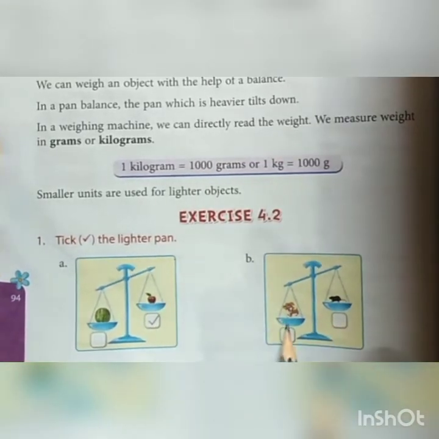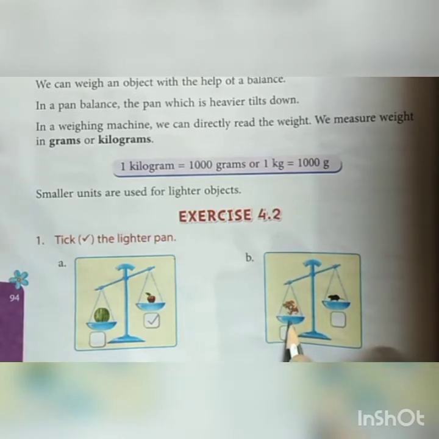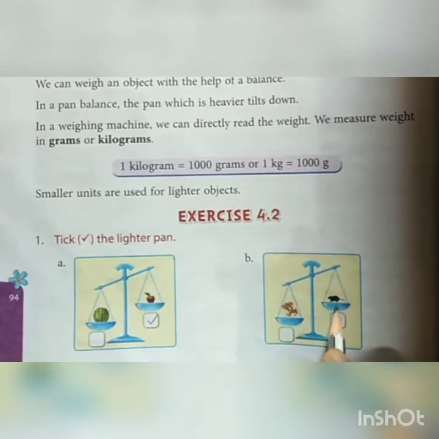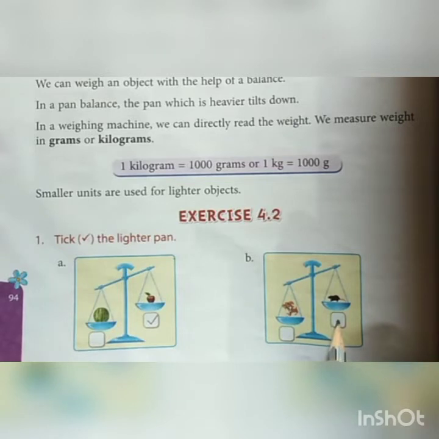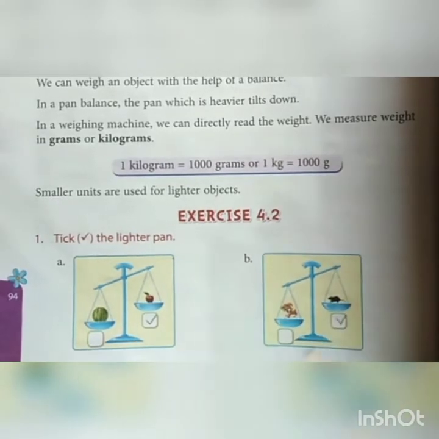Look at the next picture. Here also you can see a cat and a rat. In the first pan there is a cat and in the second pan there is a rat. Children, we learned in a pan balance the pan which is heavier tilts down. So here you can see that this pan tilts down because this pan is heavier than this pan. The pan with the object rat is lighter than that of the pan with the object cat. So we can take this pan.